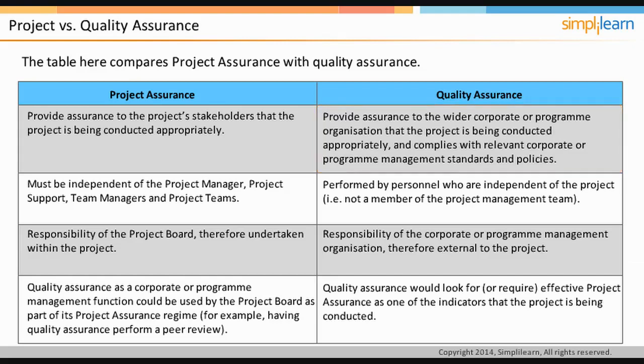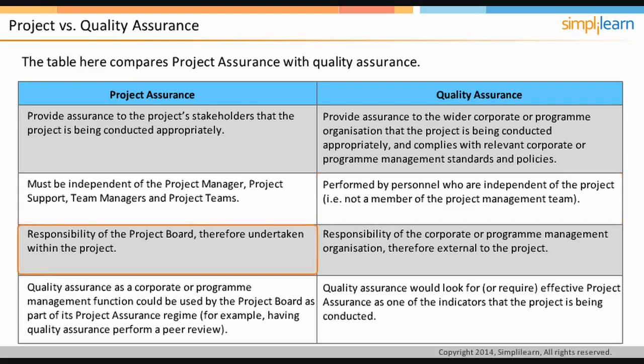Project assurance is the role that PRINCE2 defines in the organization theme, while quality assurance is a function within the corporate that maintains the quality management systems. Project assurance must be independent of the project manager, project support, team managers, and their teams. While quality assurance is performed by personnel who are independent of the project, in other words, by personnel who are not a member of the project management team.